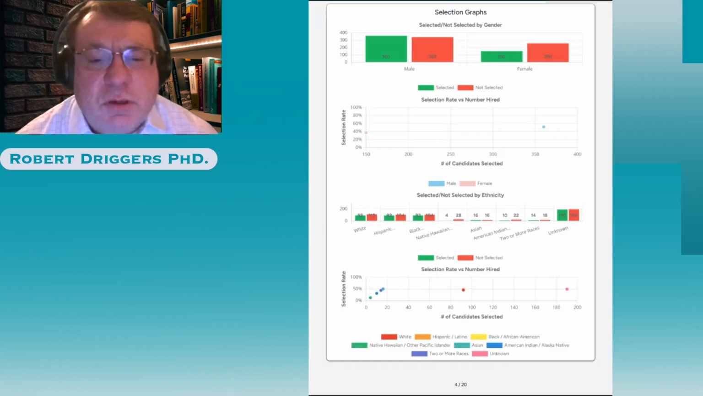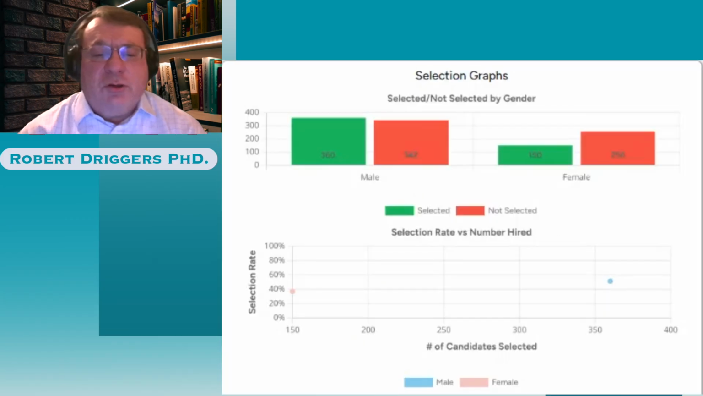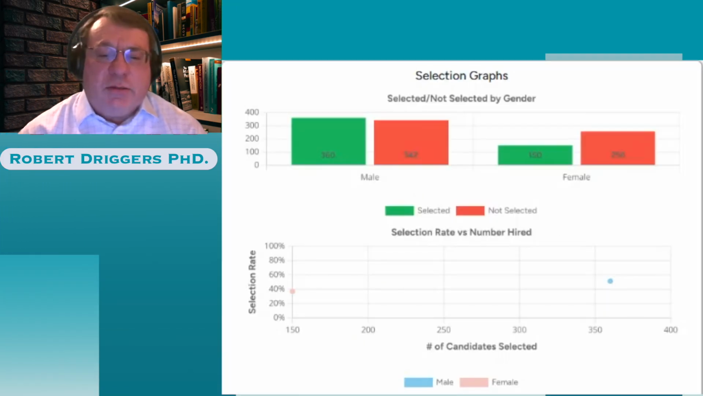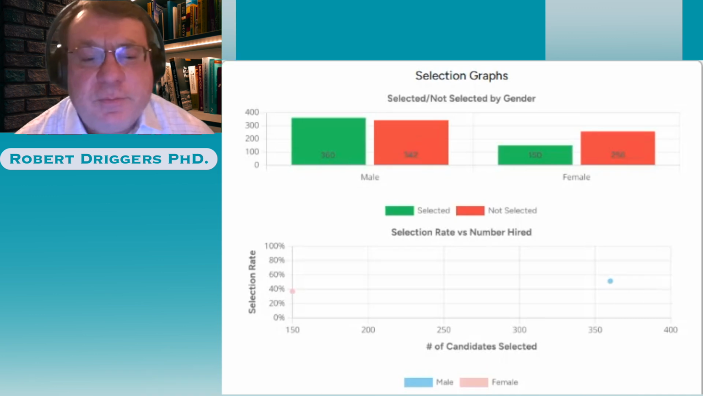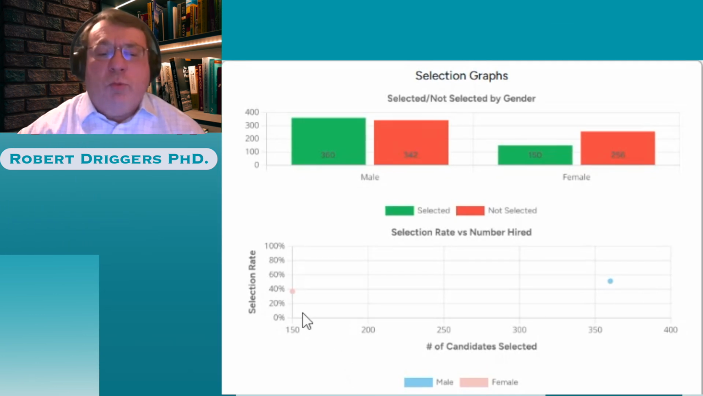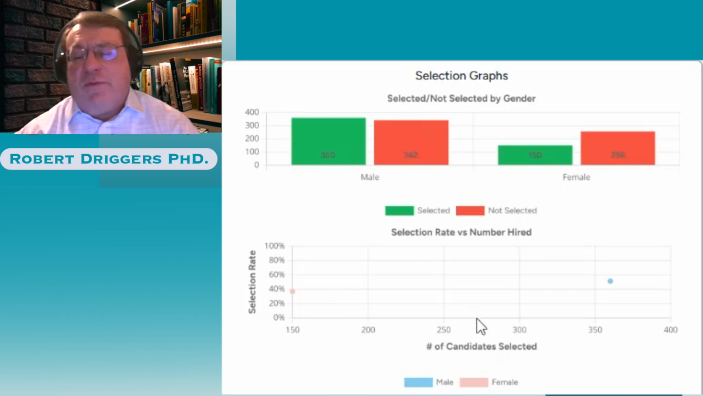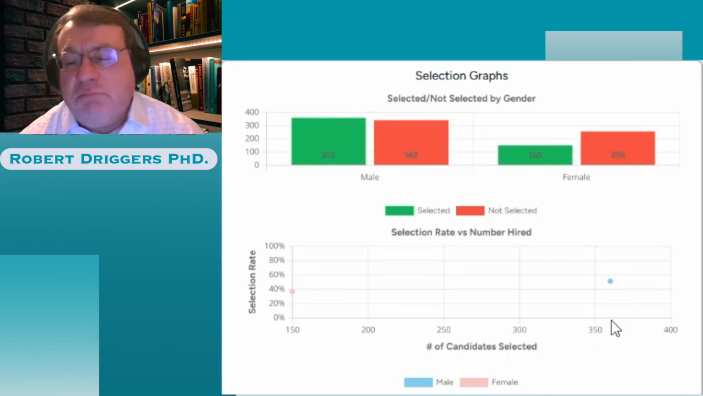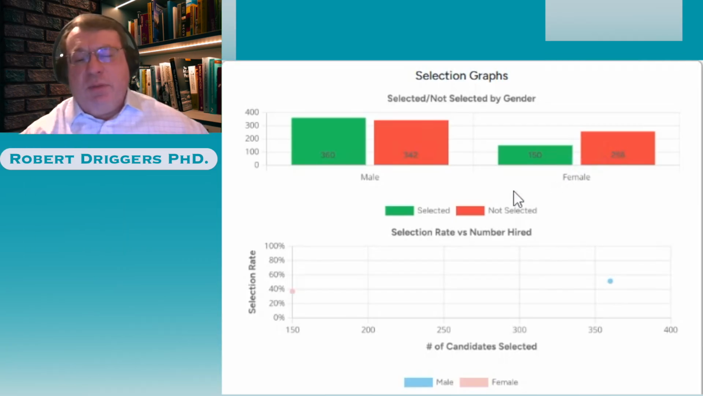The next table helps us understand the selection rate versus the number hired. As you can see, one side of the chart tells us the selection rate, and the bottom of it tells us the number hired. This chart looks at males and females, and you can see that with 150 females that were selected, their selection rate was a little below 40%. The selection rate for males was higher than that, and roughly 360 people were hired for males. You can get the actual numbers above.